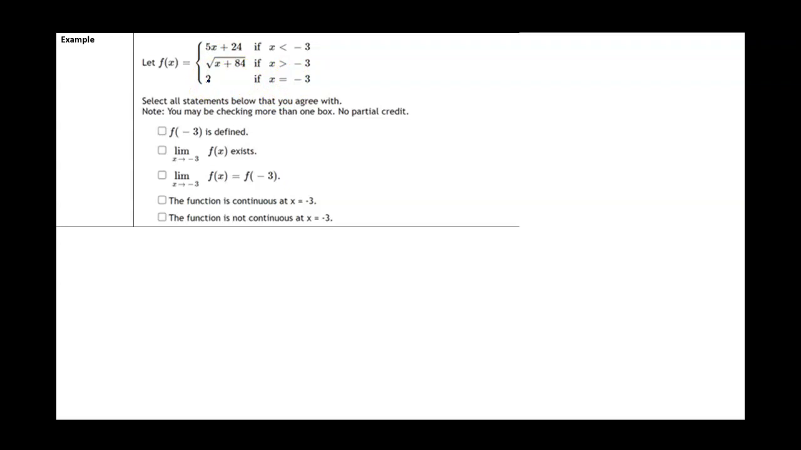So f of negative 3, it means we want to find the value of the function at exactly x equals negative 3. So when x equals negative 3, the function has a value of 2. So yes, it is defined.